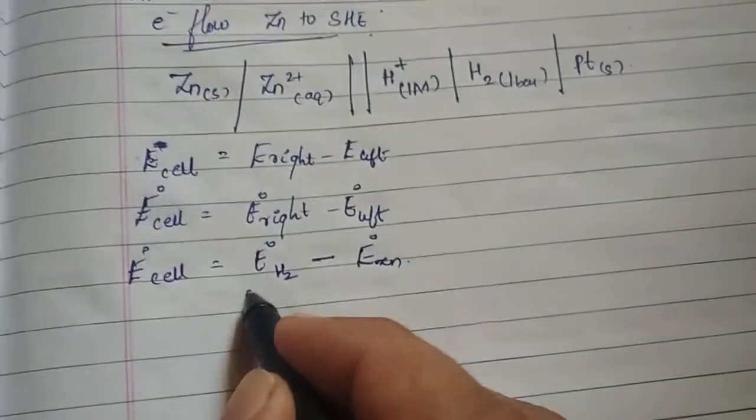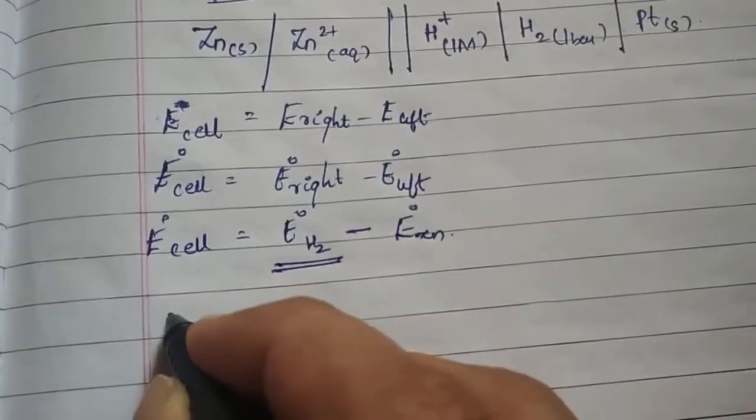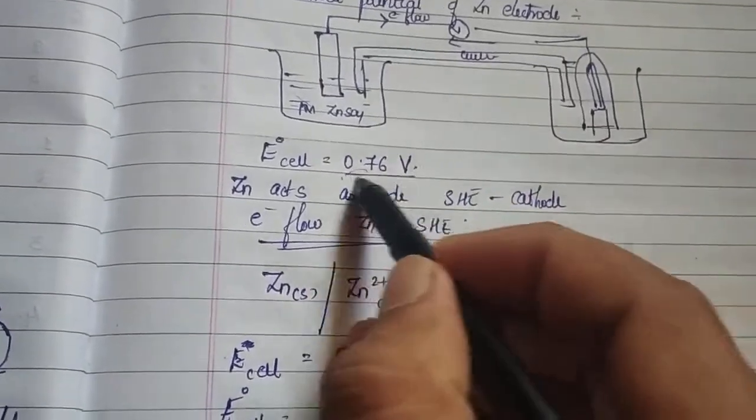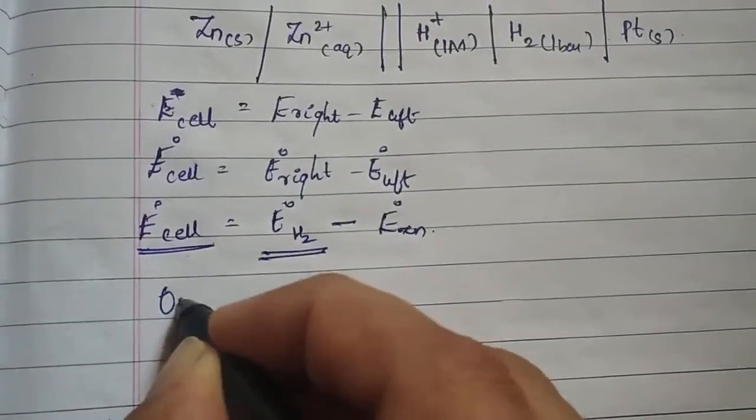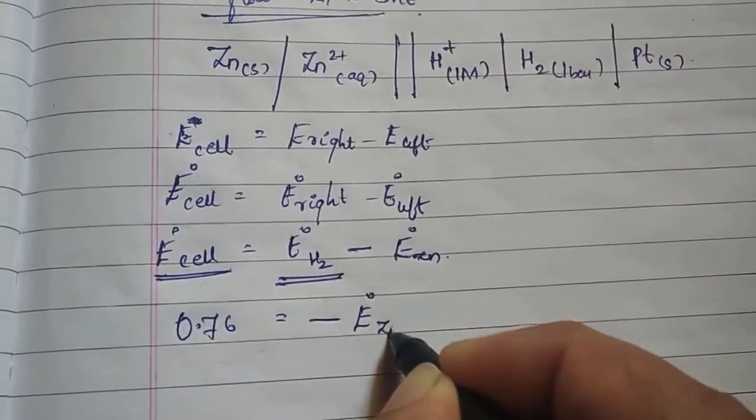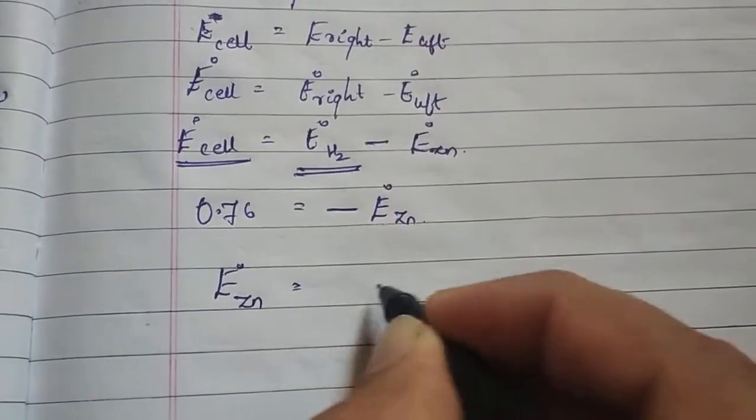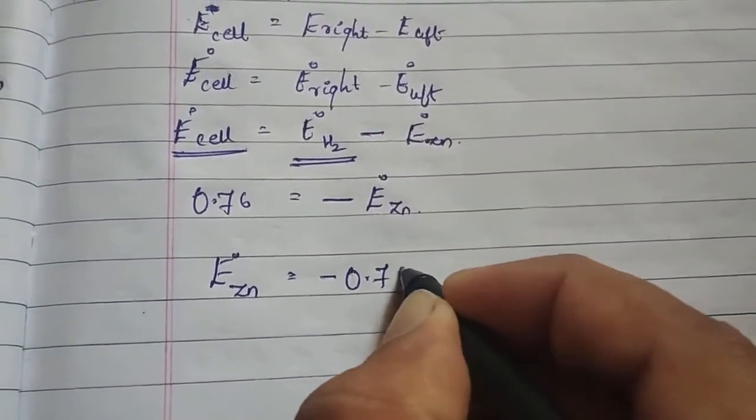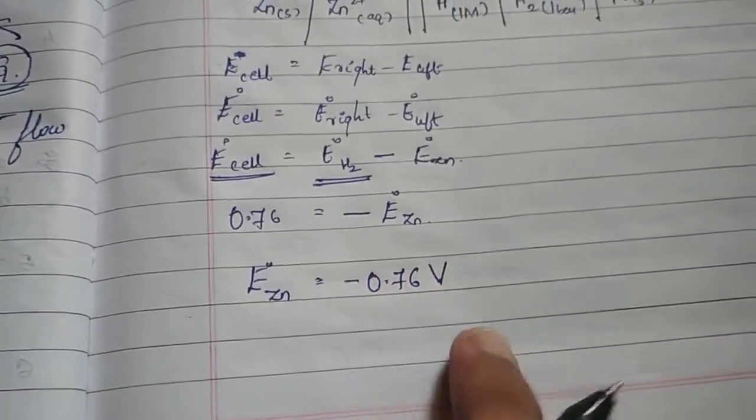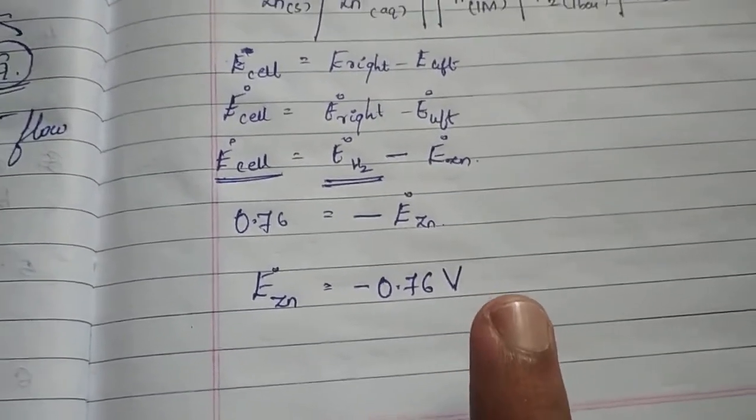And I know that the E naught of H2, the standard electrode potential of my standard hydrogen electrode, is 0. And I know that E naught cell I have obtained from the experiment is 0.76 volt. So 0.76 is equal to minus of E naught Zn. That implies E naught Zn is equal to minus 0.76 volt. Very much important to remember these signs also. Signs are very much important.